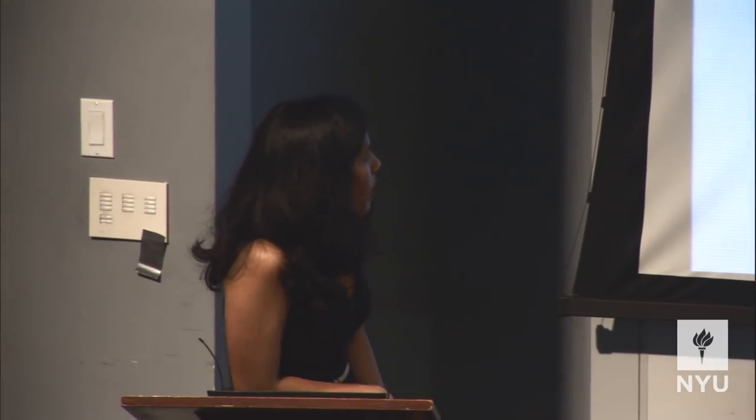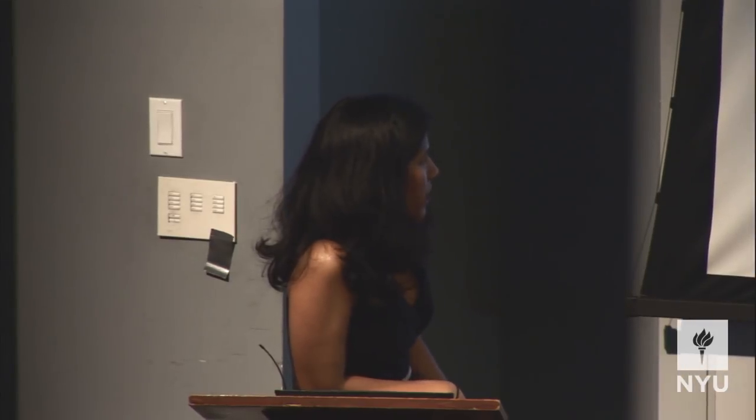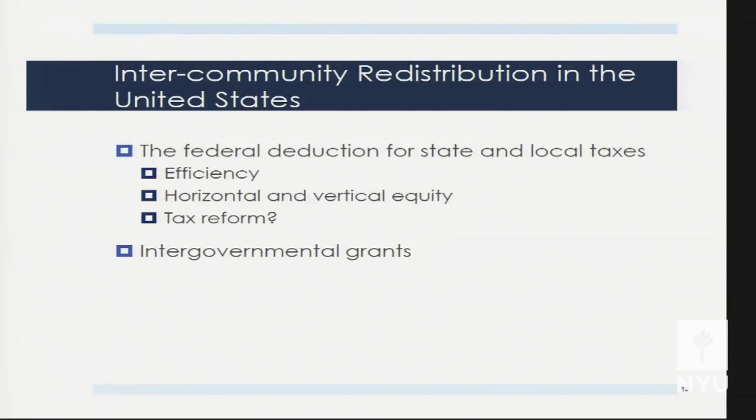Okay, so now we're going to get to the governmental grants piece. So one way we redistribute is simply we create schemes, especially in education, to have sort of financing equalization. Another way we see redistribution across communities, and particularly across states, is intergovernmental grants. So this would be a grant from a higher level of government to a lower level of government. So federal to state, state to local, right? That's the kind of grant making we're talking about.